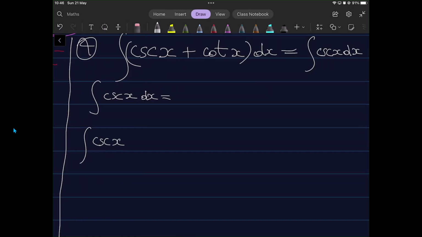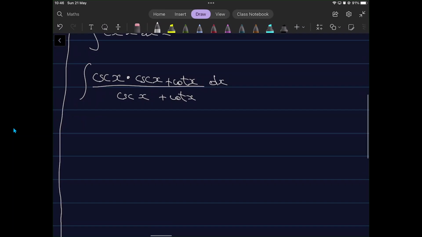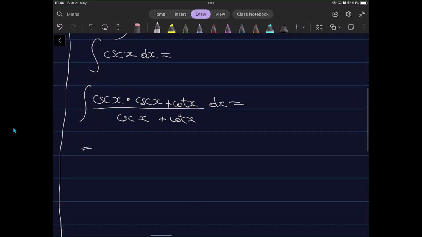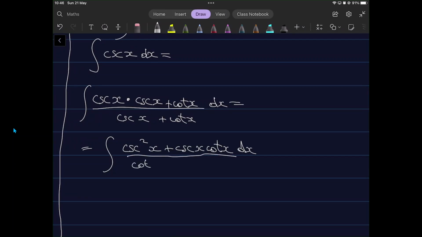So we multiply the top and the bottom by cosecant x plus cotangent x, right? In other words, I'm just multiplying by 1, or I'm just changing the form of the integrand. I'm doing nothing special. So this is just equal to the integral of cosecant squared of x plus cosecant x cotangent x dx all over cosecant x plus cotangent x. I'll just write cotangent x first. Why not? Doesn't make a difference.